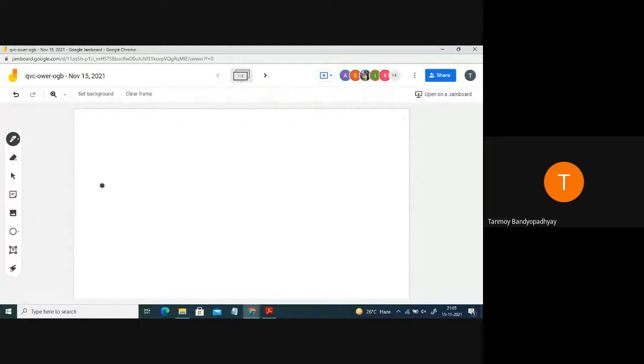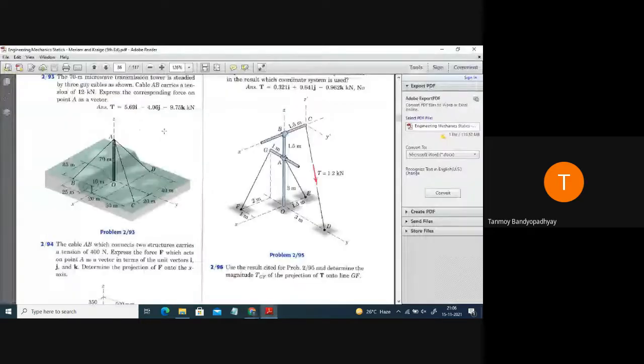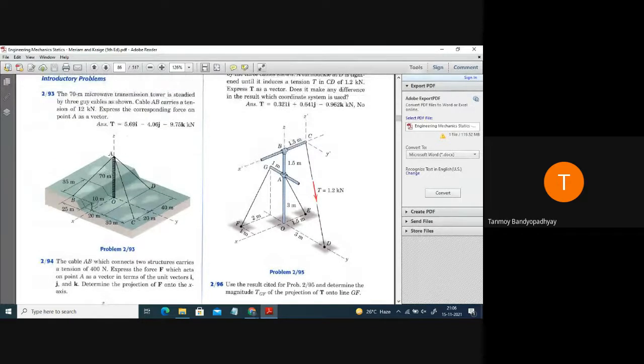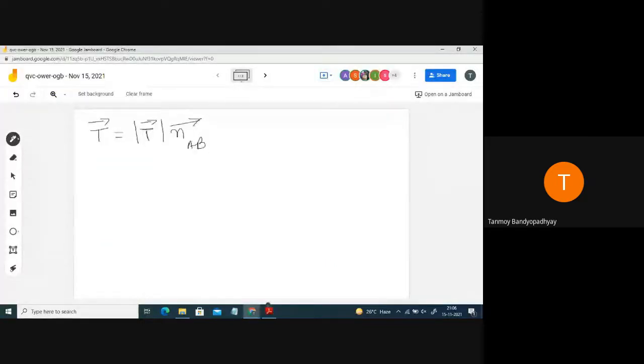Okay. So in the problem, I'm not drawing the figure. I hope the book is with every one of you. So I need to find out vector T. Vector T will be the magnitude of the vector T into a unit vector in the direction of AB. The direction of the force is not clearly given in this problem, so it's actually pointing in the direction AB. So I just have to find out the AB vector. How to find out this AB vector? I can write this as vector T into vector RAB divided by magnitude of the vector RAB.